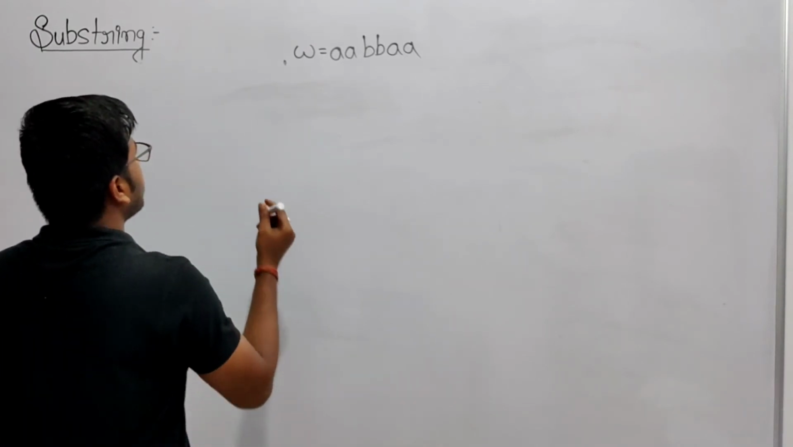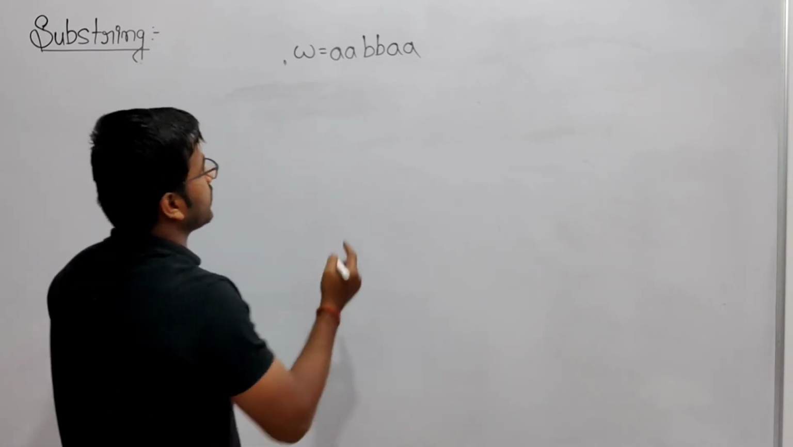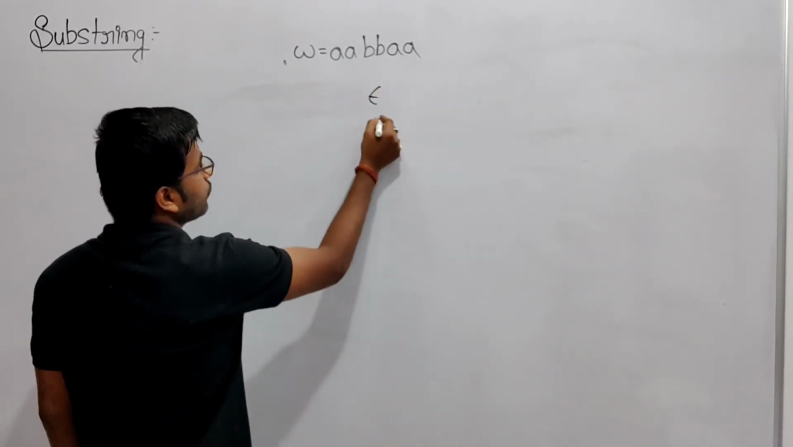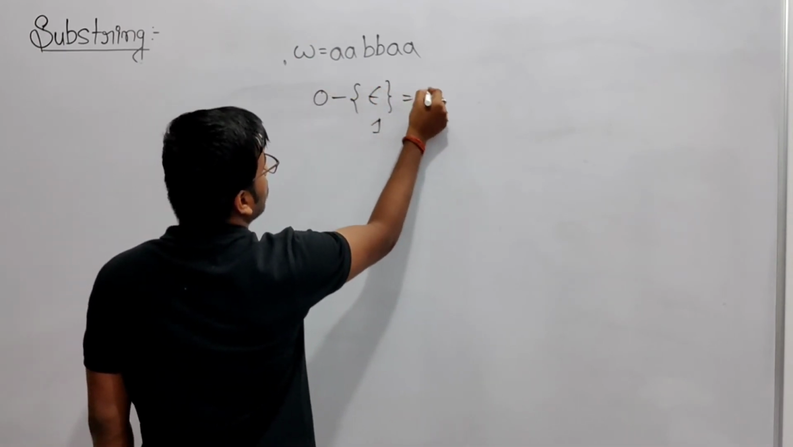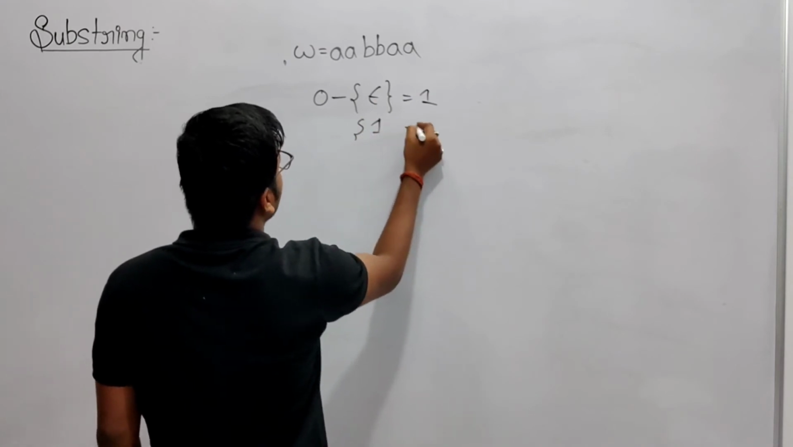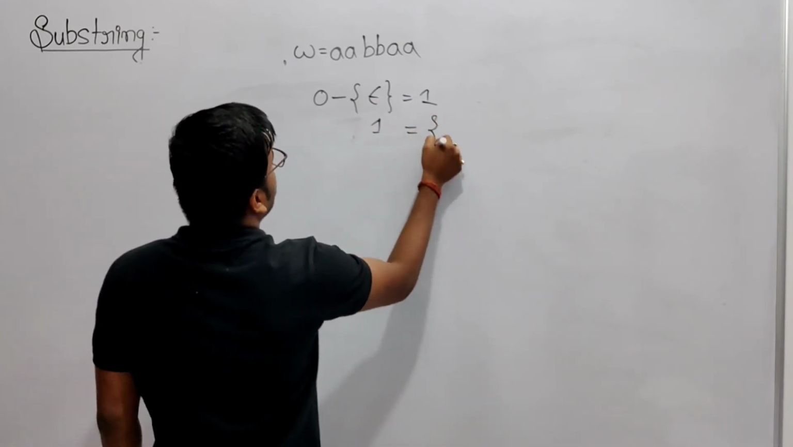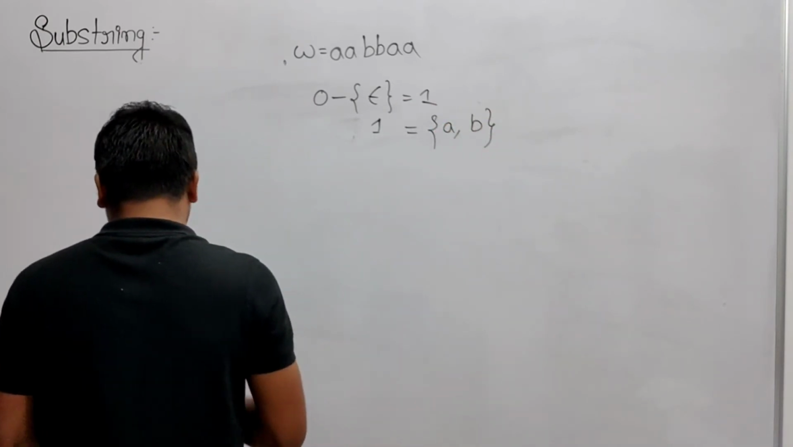So now for this string only, I will try to do it. Individually, first I will find epsilon. Length 0 substrings, you will get epsilon. How many? 1. Now length 1, how many are you going to get? A, then B. Length 1 you are going to get this.